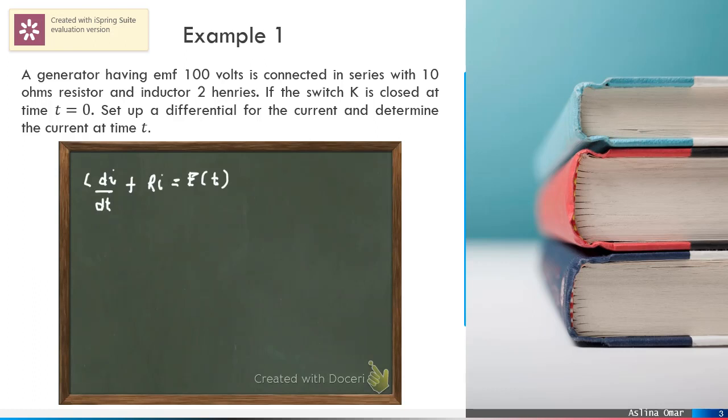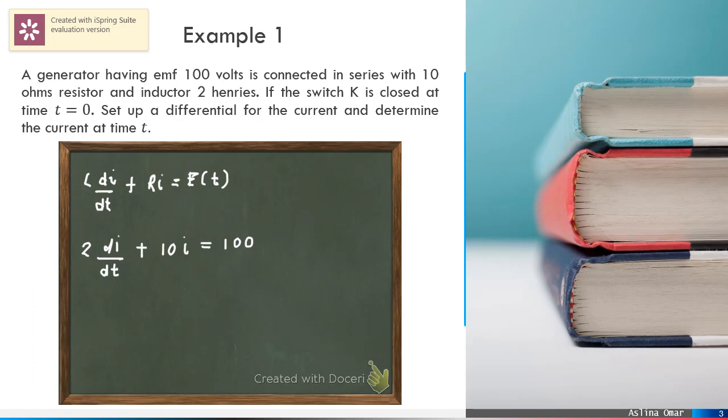So, based on the information given, dia bagi you L tadi berapa? 2. So, 2 di per dt tambah, so R dia berapa? 10. 10 I sama dengan E dia tadi? 100. So, 100.